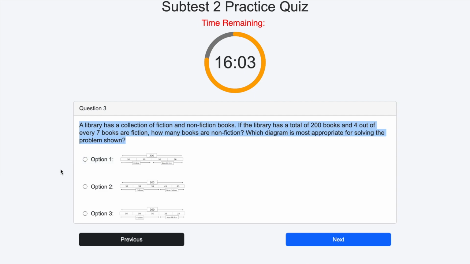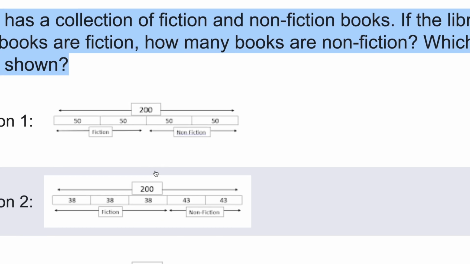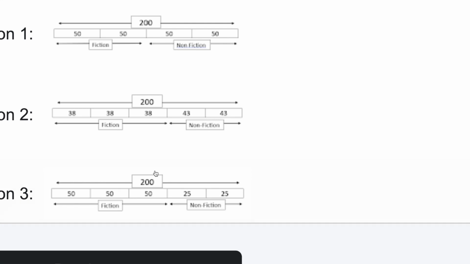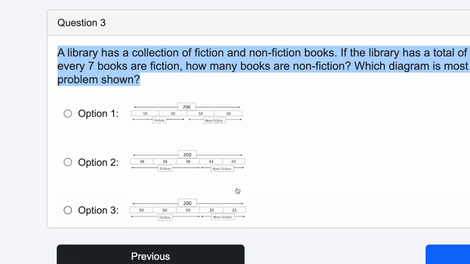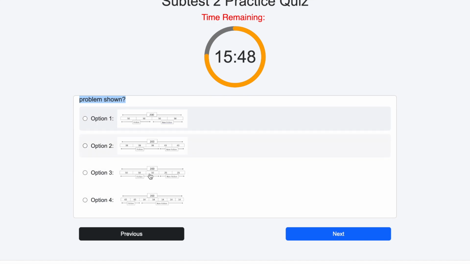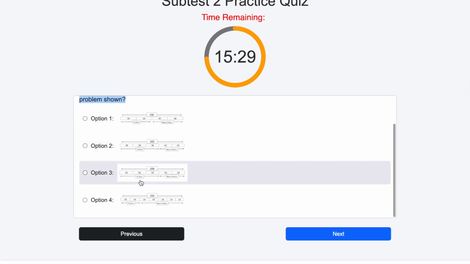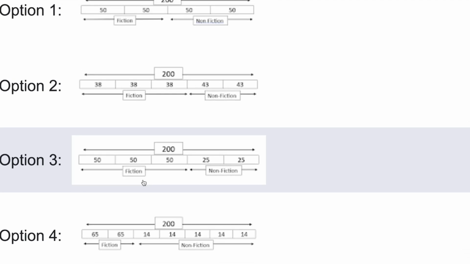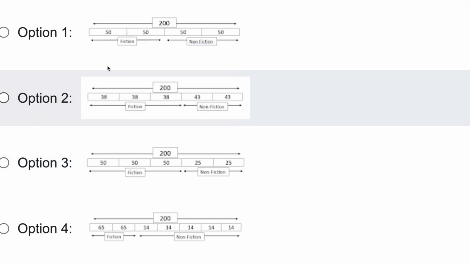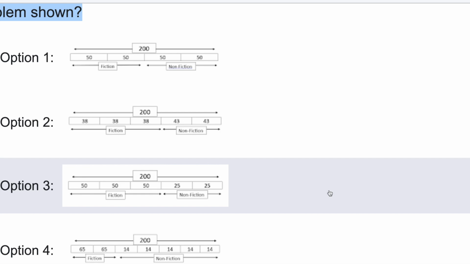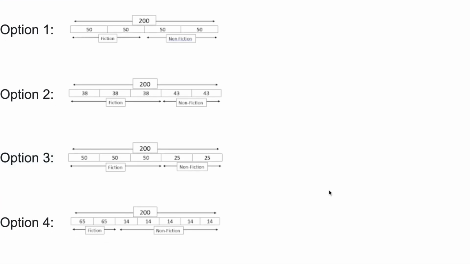Now, I know that this looks a little bit small on your screen, so what I can do is zoom in here. And I do notice that all 4 have a total of 200, and that's what we're looking for. So first we want to evaluate the diagrams, and we can see that all are out of 200. However, if I zoom in, what I see is that we need a diagram, first and foremost, that represents more fiction than nonfiction, and I see that this first diagram is 50-50, so it's not going to be option 1.